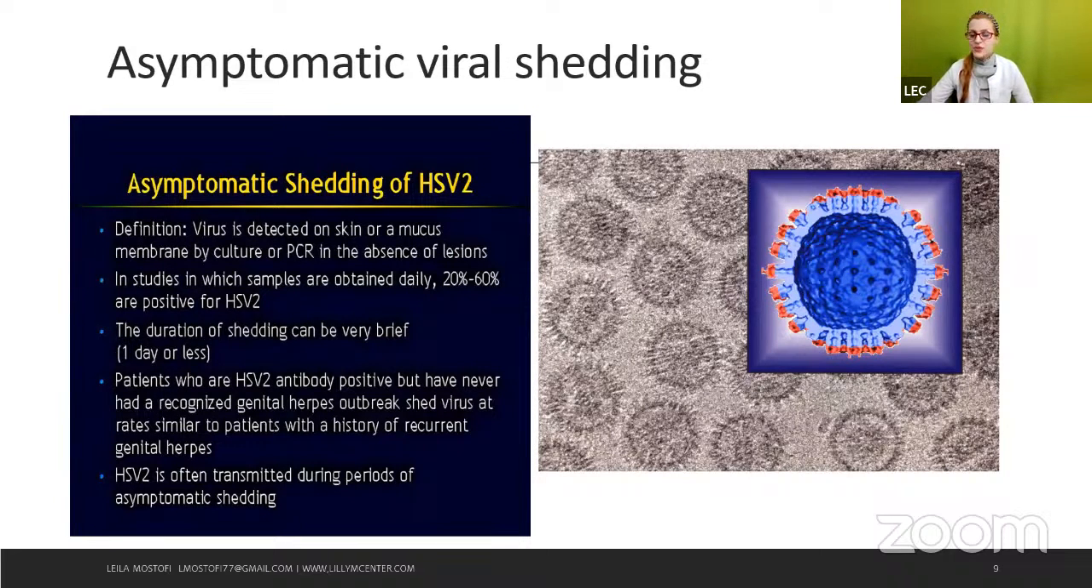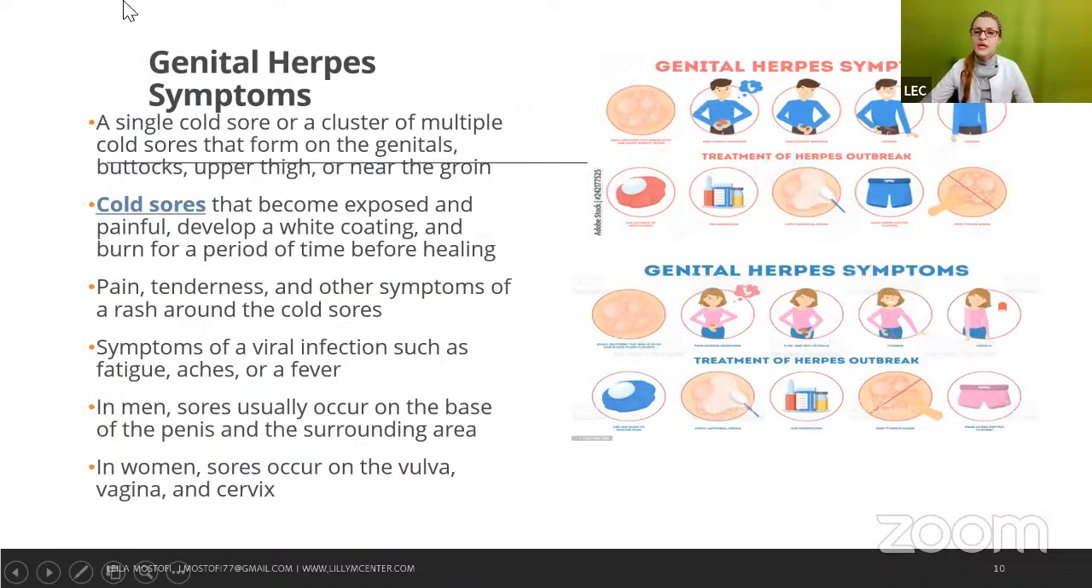HSV2 is often transmitted during periods of asymptomatic shedding. And genital herpes and symptoms: as you know, we have different shapes and different symptoms in male and female. So if you want to find the symptoms, it depends on your client, your patient. It depends on their environment, the level of their immunity, and the phase that they are in at that time.